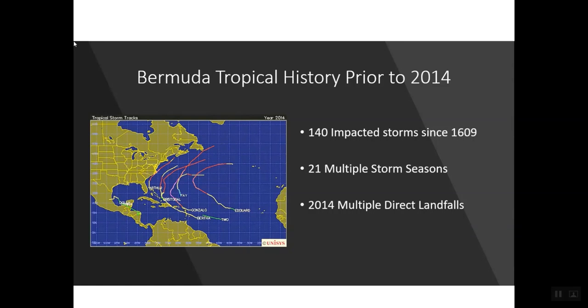And again, I talked about 2014 had two direct landfalls. There was a total of, I believe, 4 storms in that season, but the first storm was in August, second was September, and then storms 3 and 4 took place within 6 days in October. So Bermuda is located, as far as longitude and latitude, 32.3 degrees north and 64.7 degrees west.